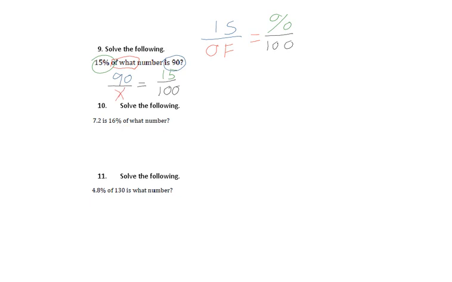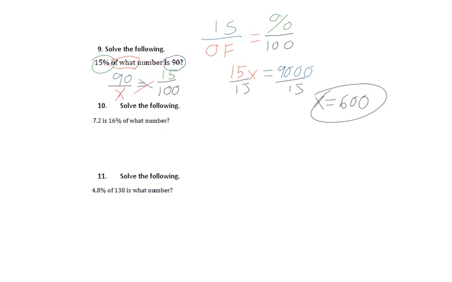But what you do see are two fractions separated by equals. Cross multiply. 15 times x is 15x. 90 times 100 is 9,000. And finally, divide by 15. So you should get 600 out of that.